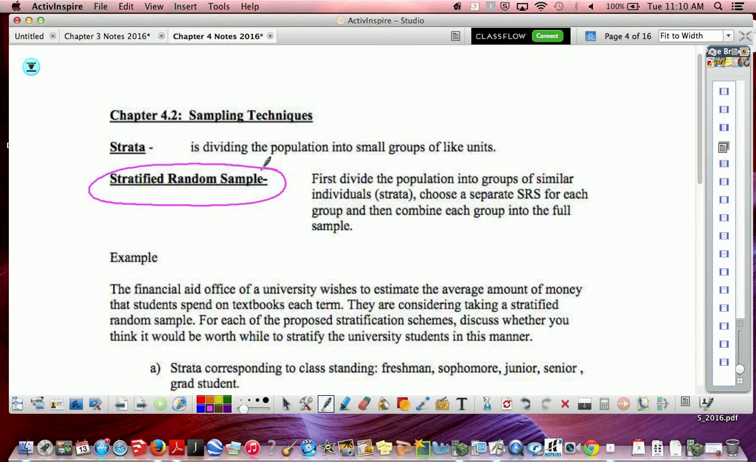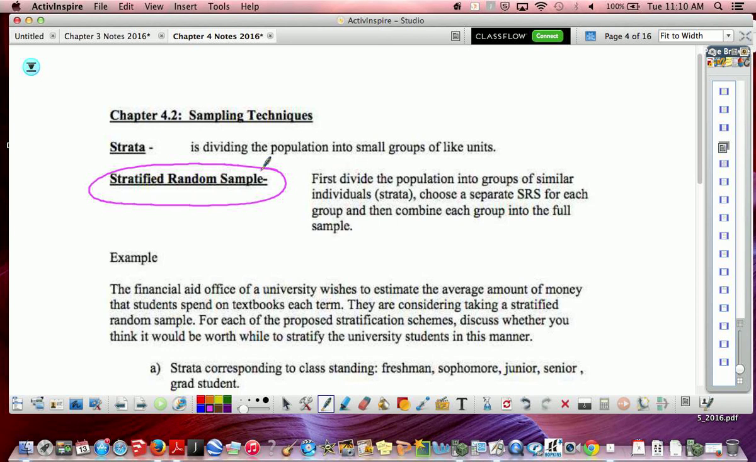Do students spend different amounts on books if they are a freshman, a sophomore, a junior, or a senior? Do you think book cost would be different for what grade you're in? Yeah. Why?